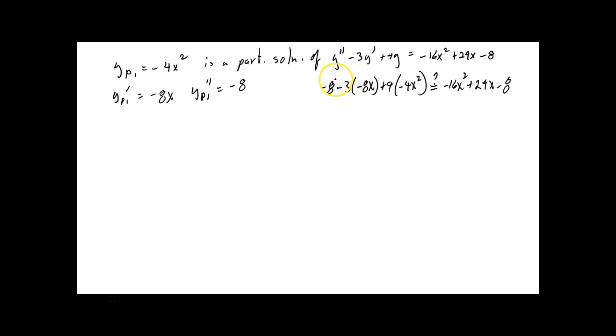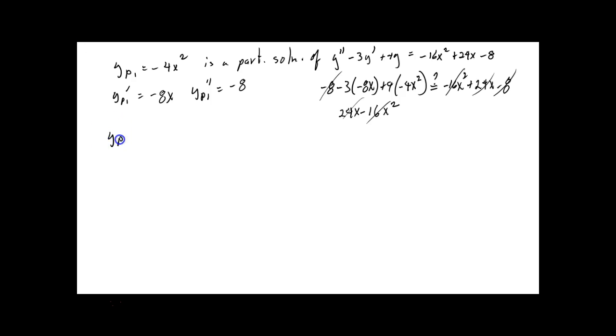Well, let's see what we got. The minus 8 is equal to minus 8, so I'll get rid of those. This gives me a 24x minus 16x squared, and there's a minus 16x squared plus 24x. Yes, those are equal. Okay? All right, we verified the first one.